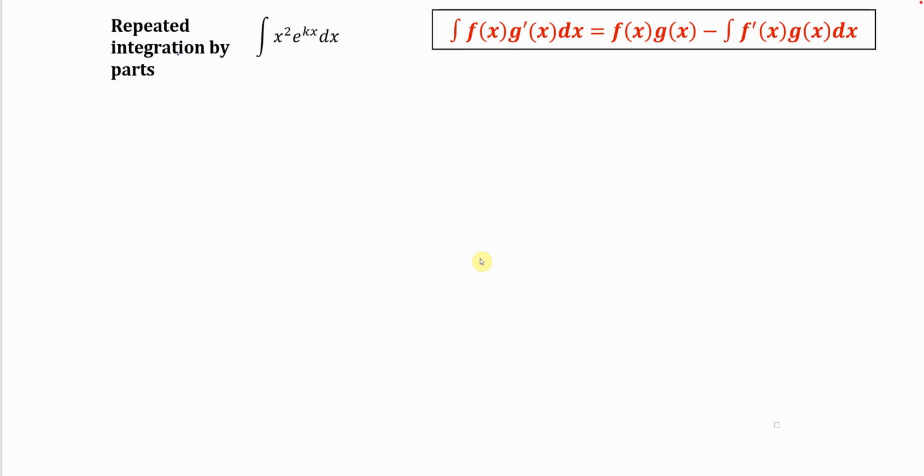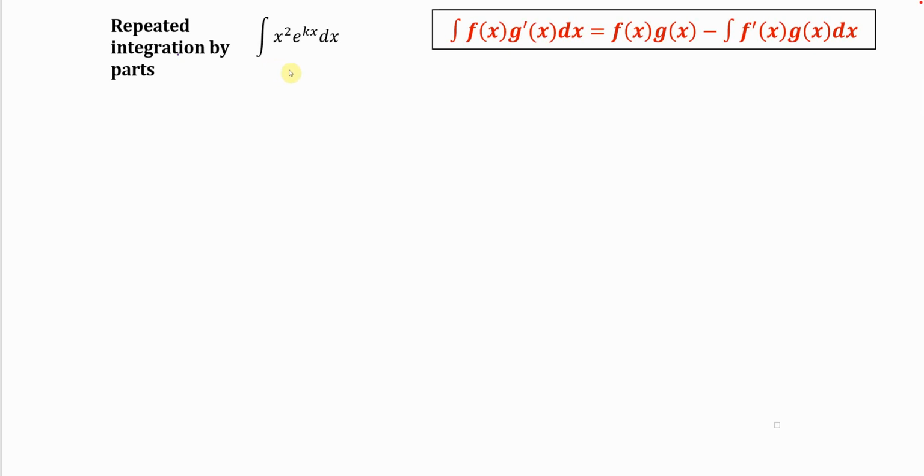And in this example, I'm going to show you a scenario where you may have to do integration by parts twice. Okay? And just as a reminder, this is the formula for integration by parts. It is nothing more than a rearrangement of the product rule. And in every integration by parts problem, what we have to decide first is what's going to be f and what's going to be g.